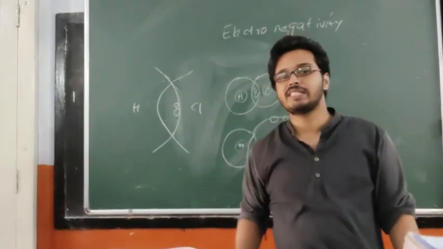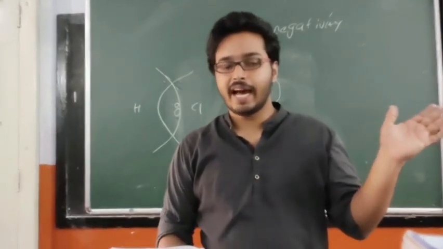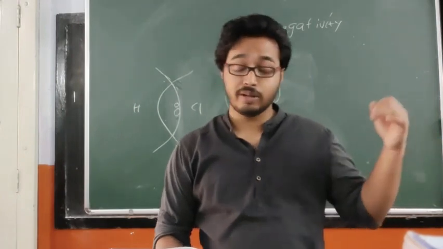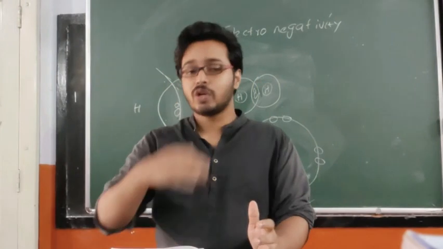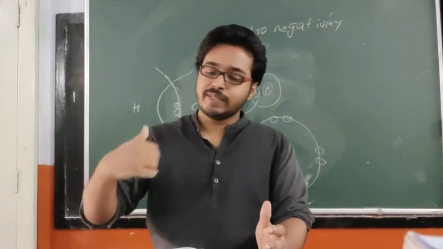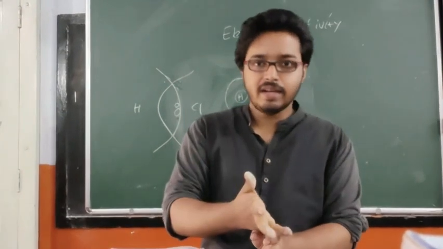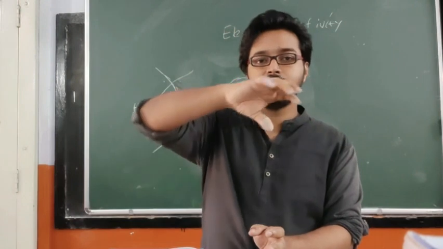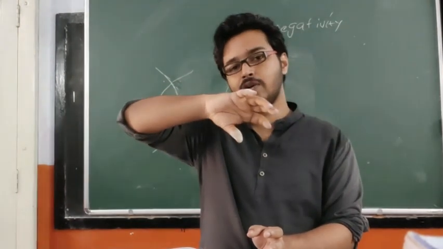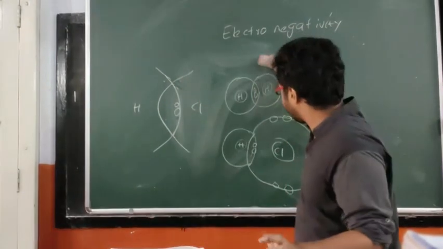Those elements which have high electronegativity will attract the bond pair of electrons towards their nucleus or towards their center. Those which have less electronegativity won't attract the bond pair of electrons. In other words, the bond pair of electrons will be moving away from them. So that is about electronegativity.